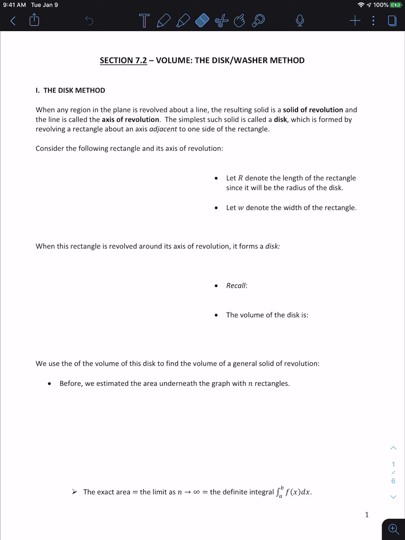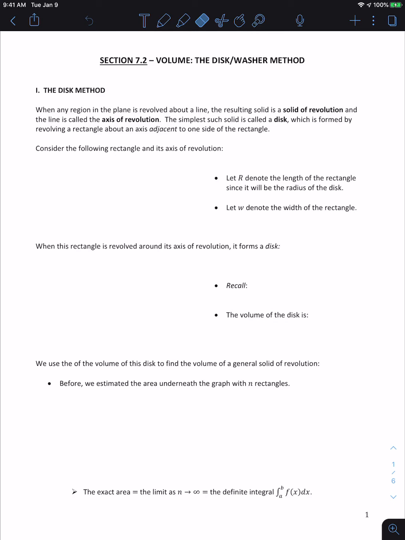Alright, so in this video, we'll be looking at section 7.2, which is volume by the disk or washer method. In the previous section, we looked at applications of the integral that involve finding the area. Now we're going to look at applications of the integral that involve finding the volume of a solid of revolution. The first section we'll look at here is the disk method. So let's go ahead and get started.